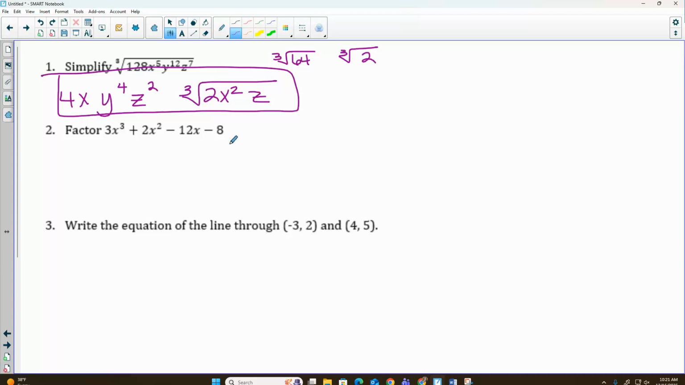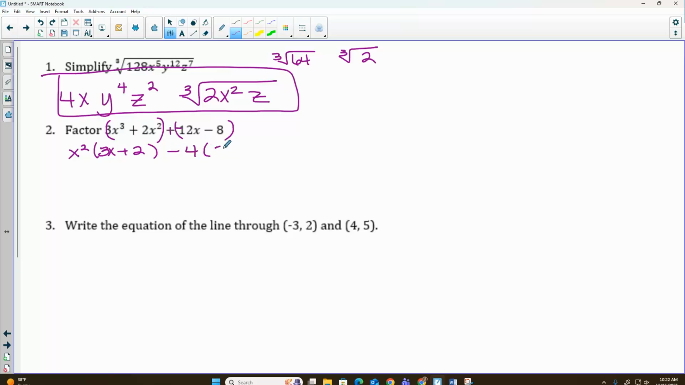Number 2, factoring. We asked about one of these yesterday. It has 4 terms, so what do we try? Grouping. But remember, you can't put a parenthesis after a negative, so first make that negative 12 and then group. What can we take out of the first set? And that leaves us with 3x plus 2. What can we take out of the second one?